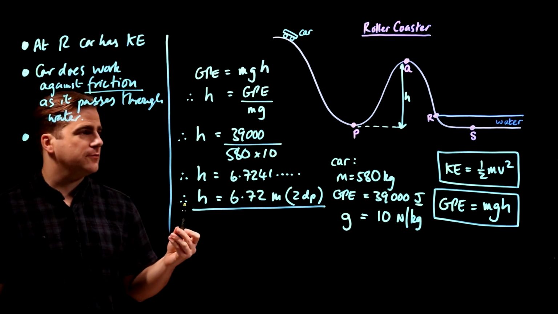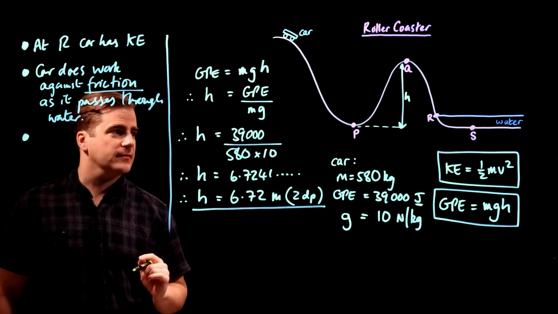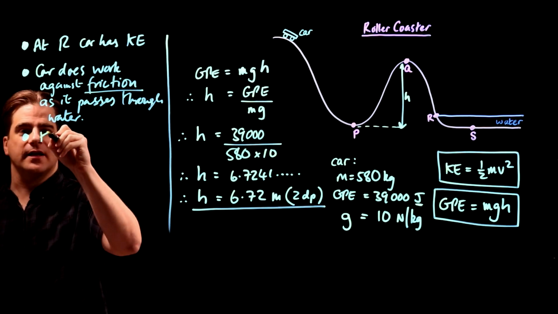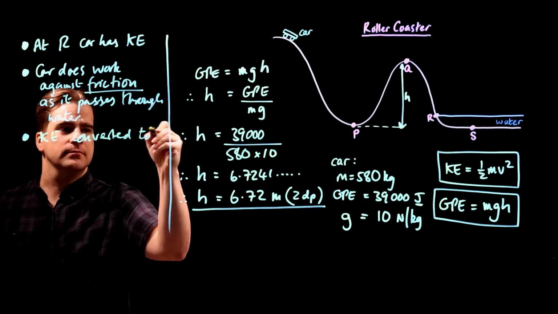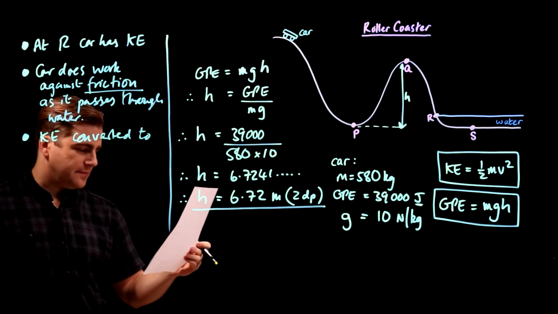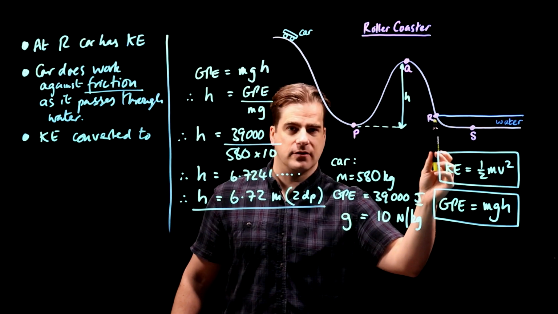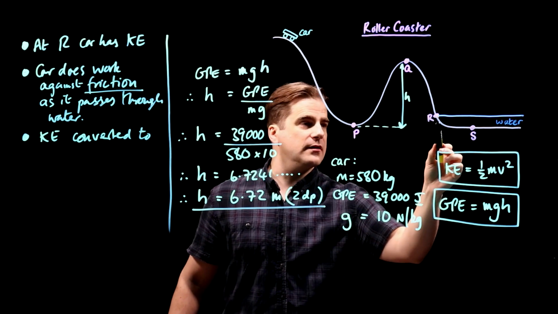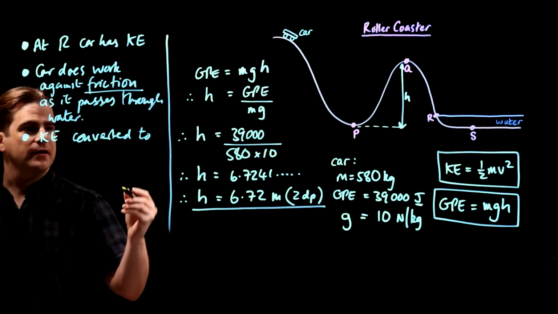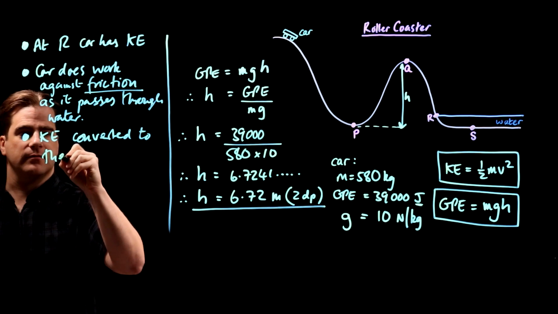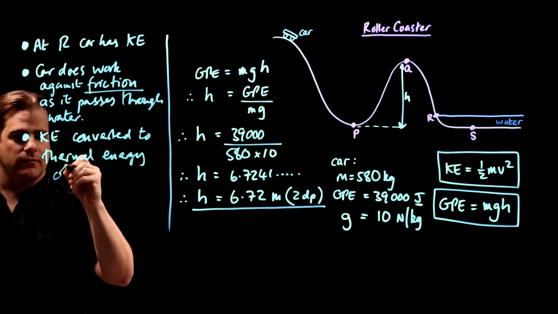Okay, so energy cannot be created or destroyed, it's converted from one form to another. So let's say where the energy is gone. So the kinetic energy is converted to, right, I think the most important one is to say it's converted to thermal energy of the water. It's doing work against friction as it moves through the water, so it heats the water up a little bit. So K is converted to thermal energy of the water.